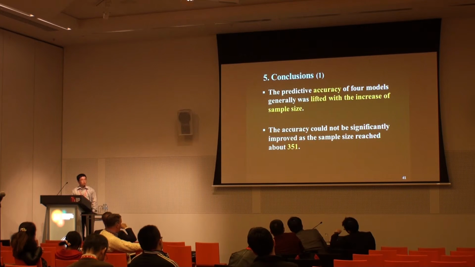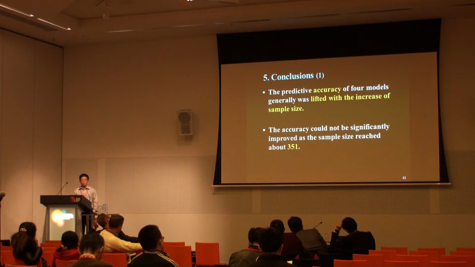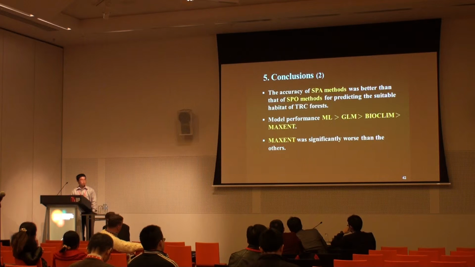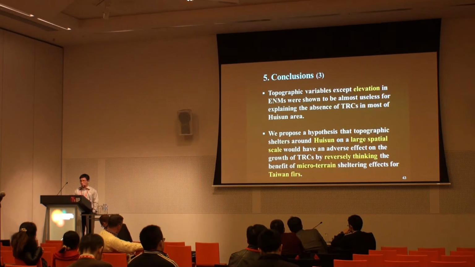And here's our conclusion. The predicted accuracy of the 4 models generally improved with the increase of sample size until it reached 351. And the accuracy of SPA is better than SPO in our study. And for the performance of the 4 models, we found that ML is better than GLM and Bioclim and Maxent. And Maxent is significantly worse than the others.